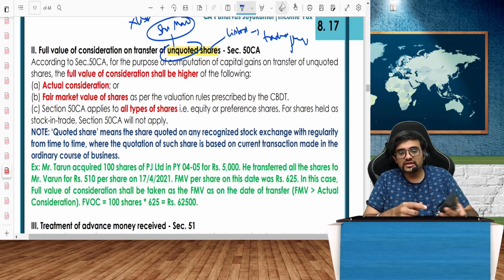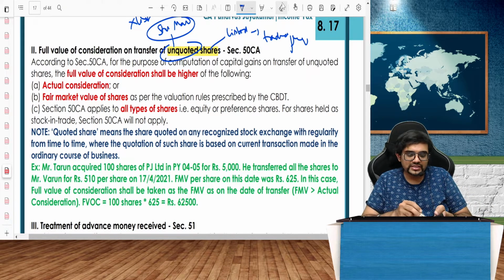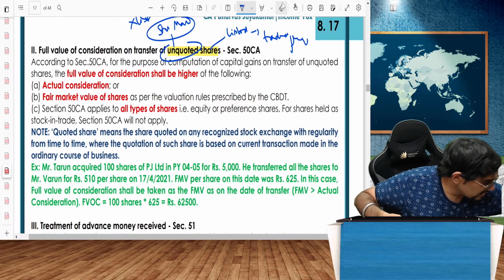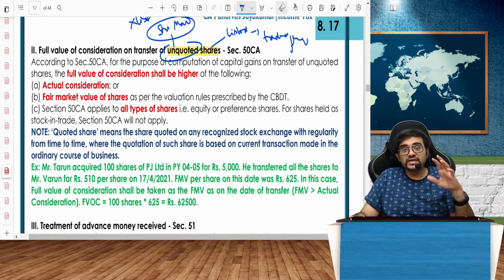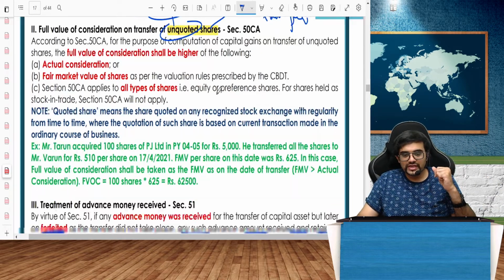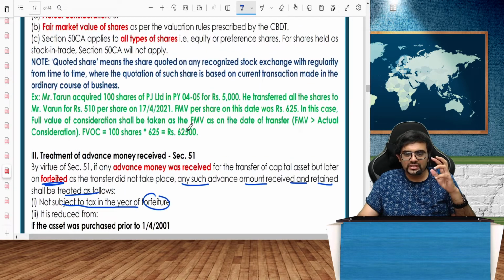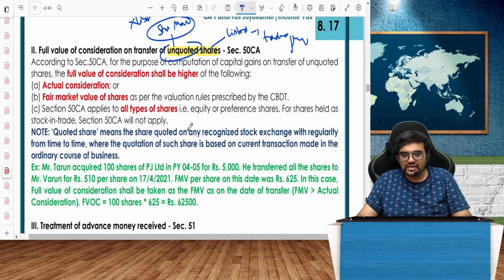How will I determine FMV, guys? FMV you and I cannot determine. So it will be determined as per the valuation rules of CBDT. The more in-depth version of the valuation rules is predominantly there in CA Final. So we can check this, leave this now. But technically, what they are trying to tell is it should be the higher of the following.